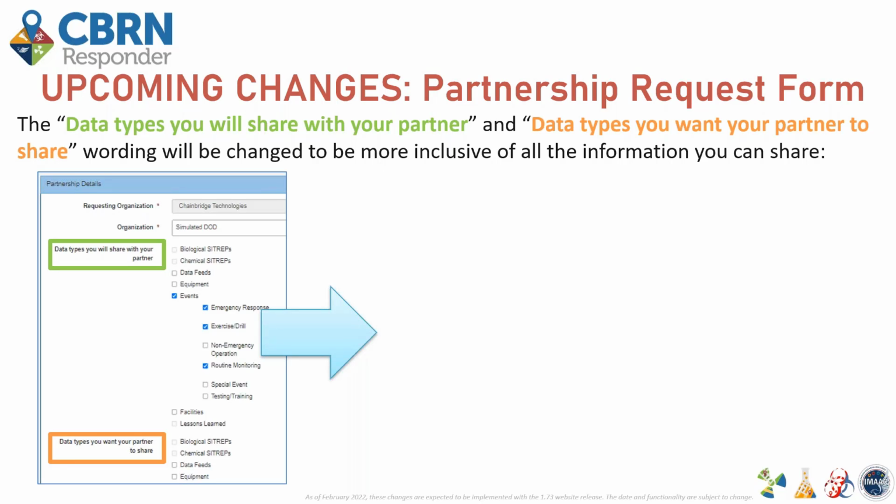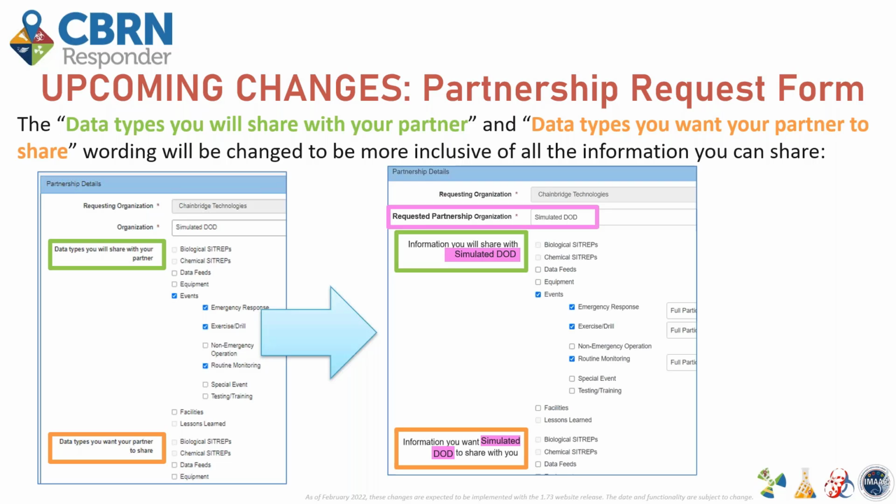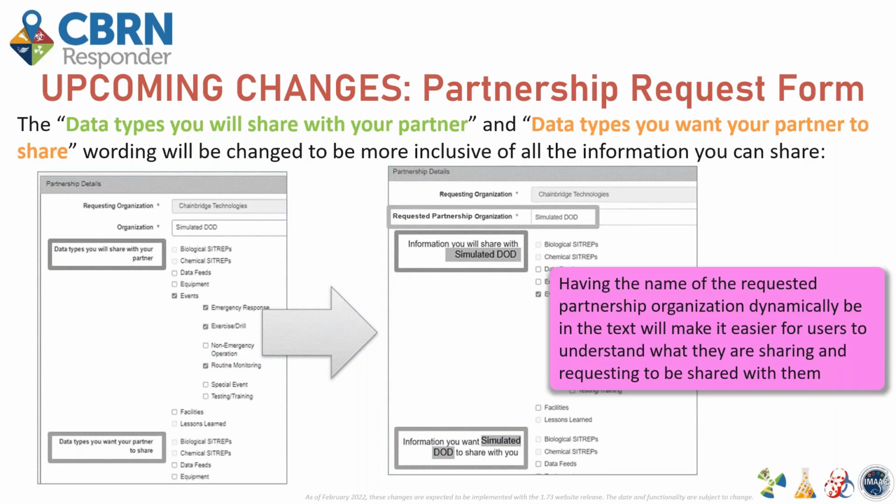Some upcoming changes that you should expect to see. As it exists right now, this partnership form has the wording data types you will share with your partner and data types you want your partner to share. So that wording will be changed to be a little bit more inclusive, since we're also allowing you to share equipment and events, which aren't data types. So what you'll see now is the terminology information you will share, and you'll also see the name of the organization just to help with clarification. Having the name of the requested partnership organization dynamically be in the text will make it easier for users to understand what they are sharing and requesting to be shared with them.